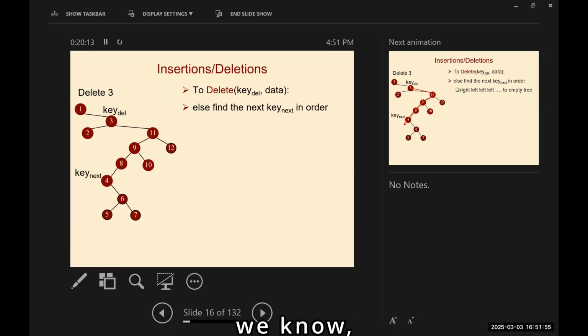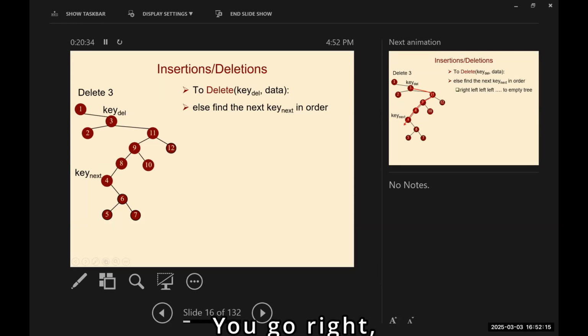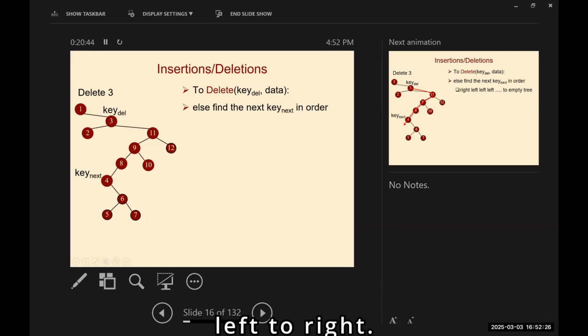But what do we know about this 4? Well, it's bigger than 3 because it's in the subtree, and nobody in this subtree is smaller than it, right? You go up this way, these all are going to be bigger. You go right, these all are going to be bigger, right? In some ways, right, it's the leftmost in this subtree, right? If you think left to right. Everybody kind of buy that this is our next guy? It's our smallest in the tree, right?